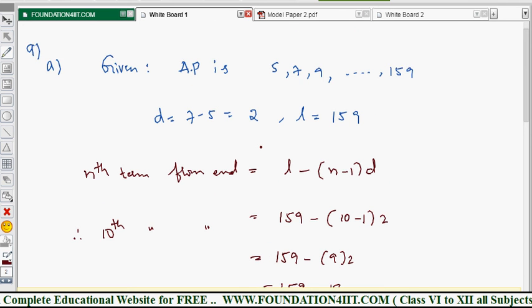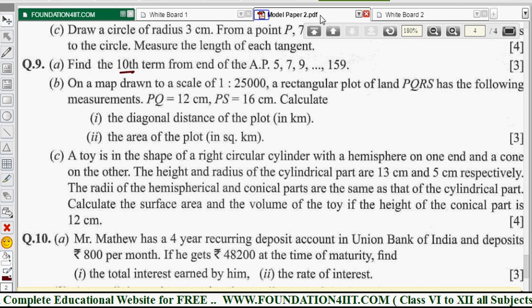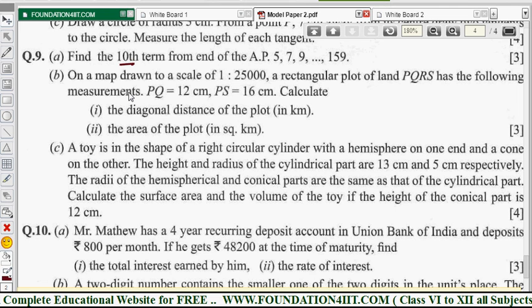And let's see the next one. On a map drawn to a scale of 1:25,000, a rectangular plot of land PQRS has the following measurements: PQ is 12 and PS is 16. Calculate the diagonal distance of the plot in kilometers and the area of the plot in square kilometers.